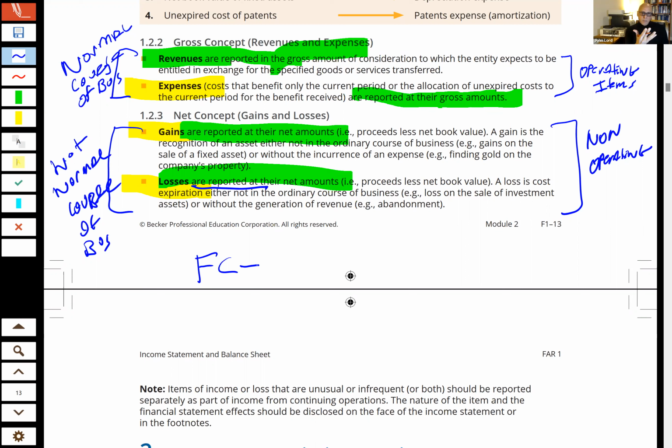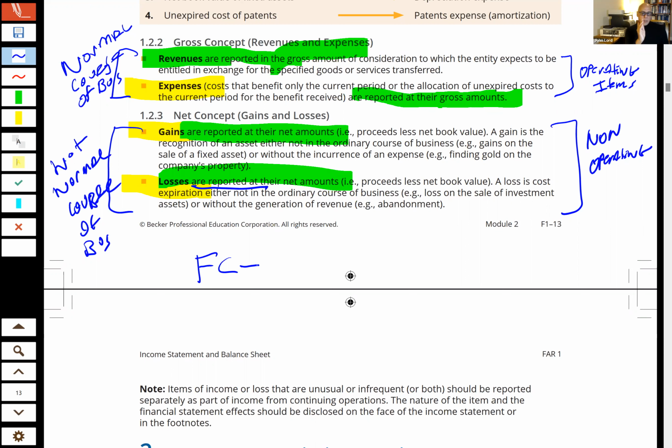The lined side of the card would say: revenues and expenses are operating items and are reported gross on the income statement. Gains and losses are non-operating items and they are reported net on the income statement.